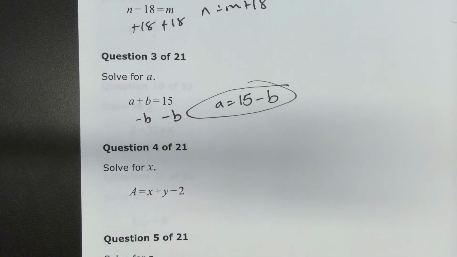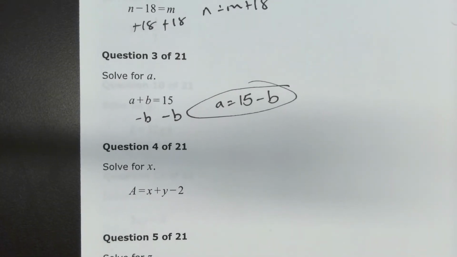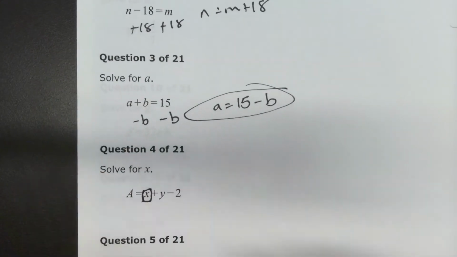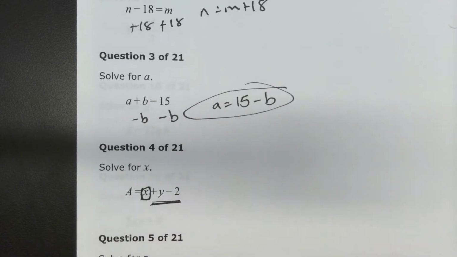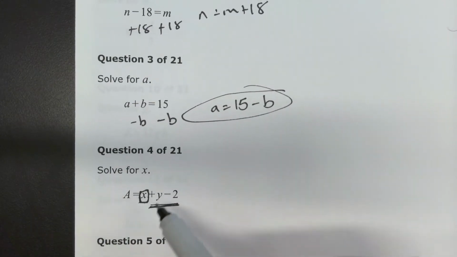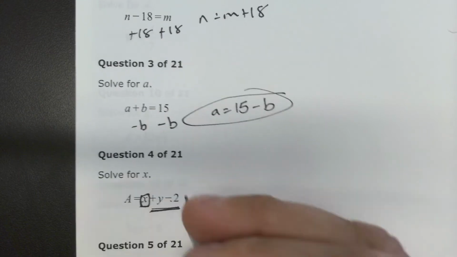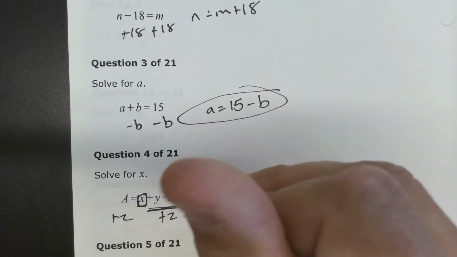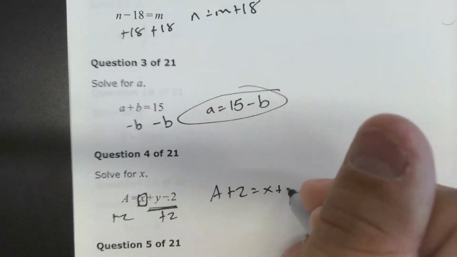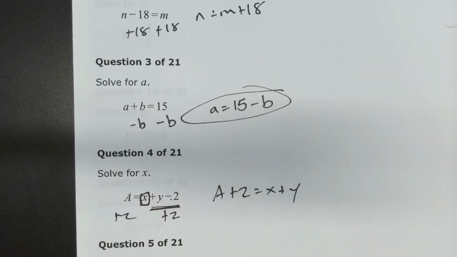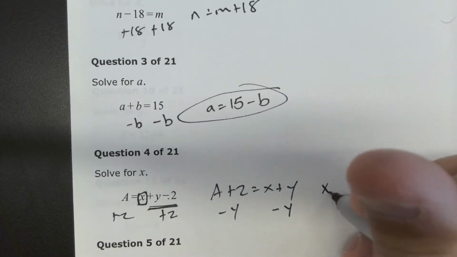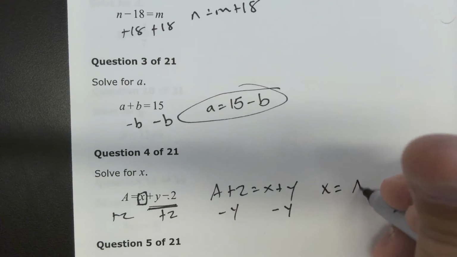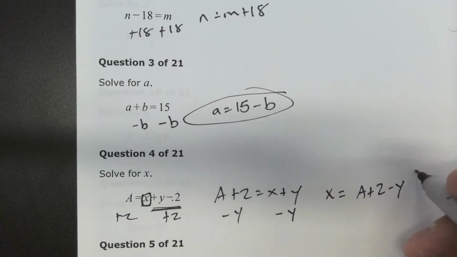All right, on to number four. We're going to start getting a little bit tougher. Here we're going to solve for x. Our goal is to get that variable all by itself, so we have to get rid of the other stuff on the same side of the equal sign. The first thing I would do is add 2 to both sides, which gives us a plus 2 equals x plus y. Then you subtract y to get x alone. So we get x equals a plus 2 minus y, and that'd be your solution.